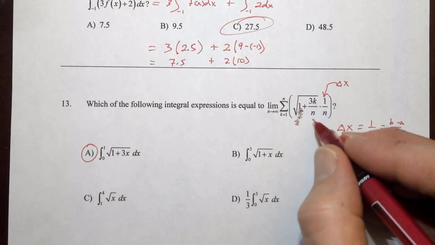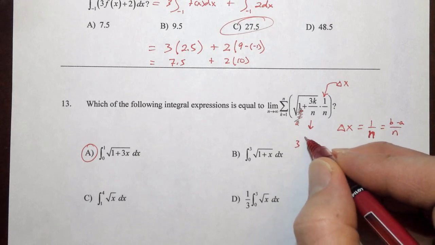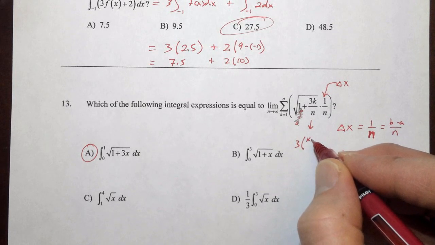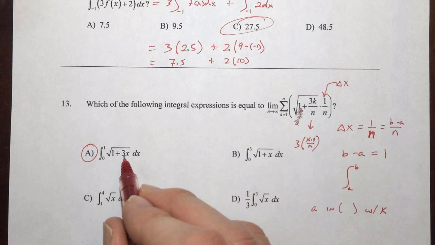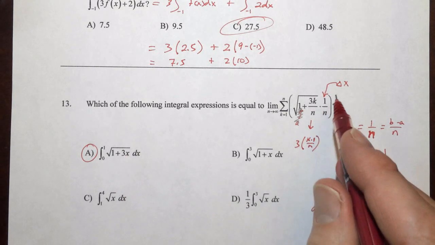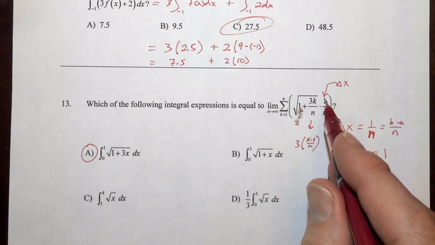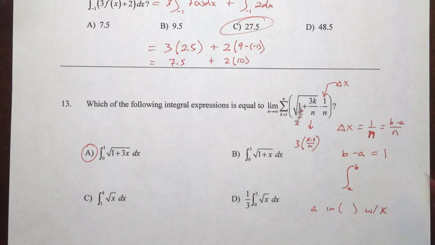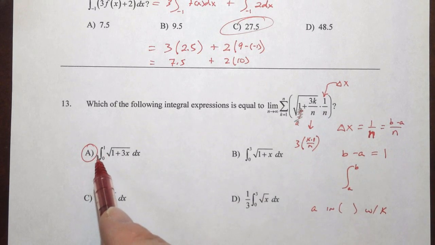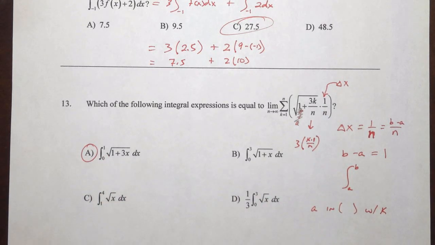What's happening? Well, we have to think of this actually as 3 times k times 1 over n, like that. And that's where our 3x is coming from. This 1 is definitely the numerator of our delta x. So we know that the difference between a and b is just going to be 1 unit. But that's leading up to why A is our answer.